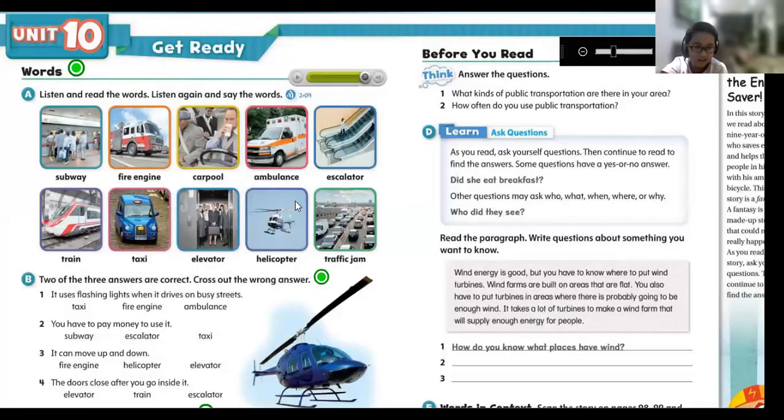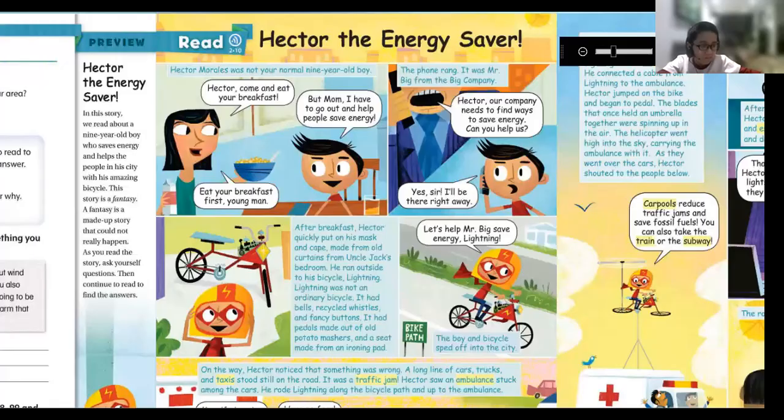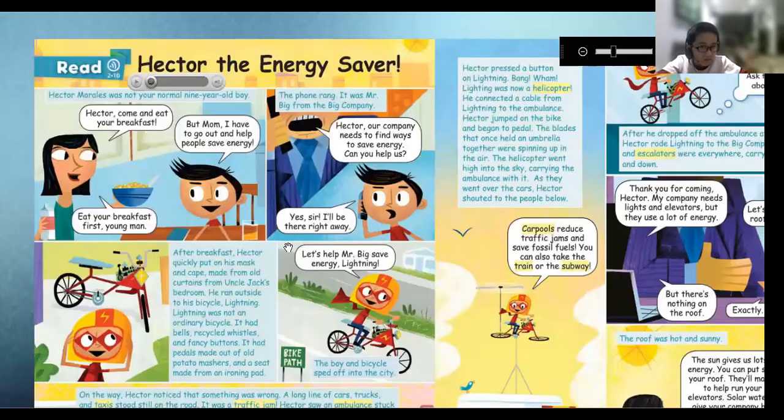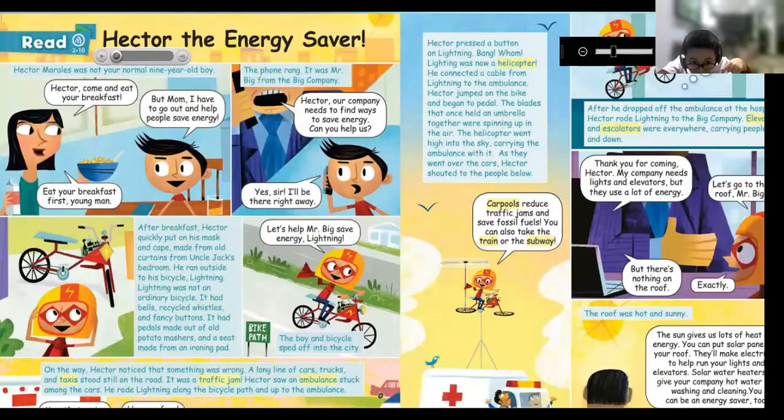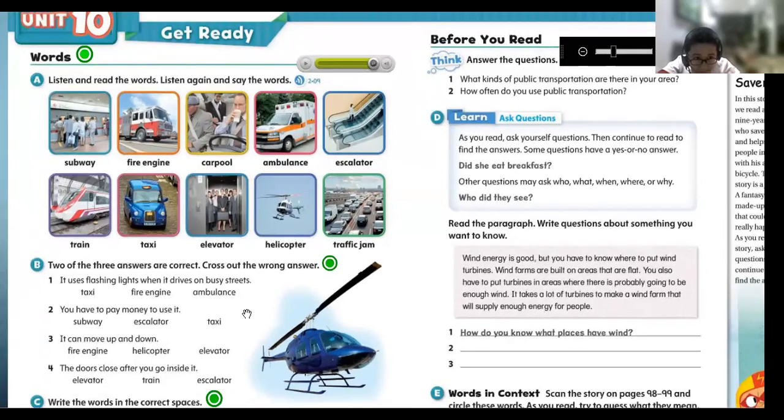Just by looking at the pictures here, what did you notice? I noticed the traffic, the street. It's all about what? The vehicles. Yes, that's right. So it's all about vehicles. Maybe in our next lesson we will learn about Hector the energy saver. We will learn about that in your next story.